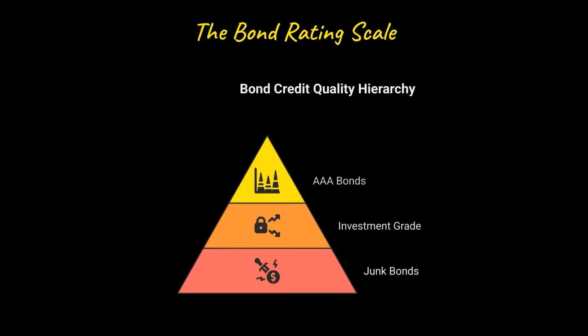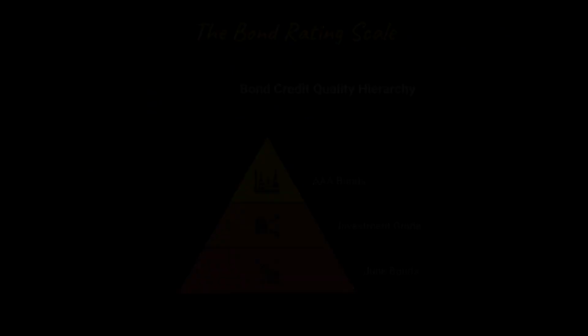The scale runs from AAA at the top, the safest, highest credit quality, down through AA, A, and BBB, all of which are investment grade. Below BBB begins the non-investment grade, or junk bond, territory: BB, B, CCC, CC, C, and D, where D represents default.